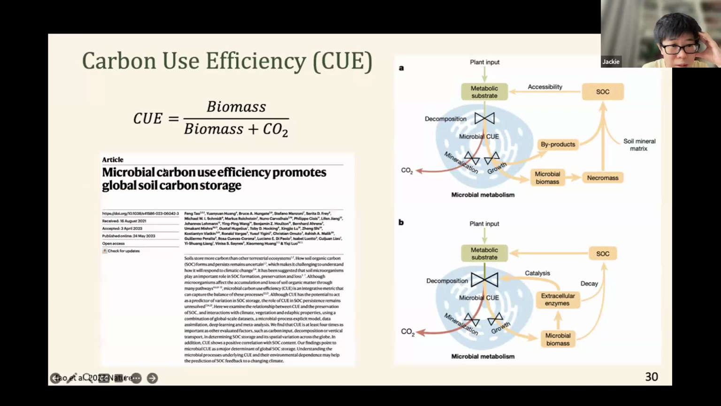And this actually shows the importance of microbial carbon use efficiency in global carbon storage. How is this new view going to affect global SOC? This one has just been published in Nature last year, which brings many attentions to emphasizing the role of soil microbes in SOC formation and also decomposition.